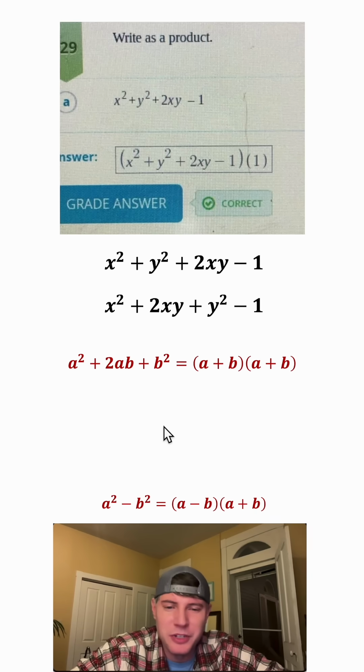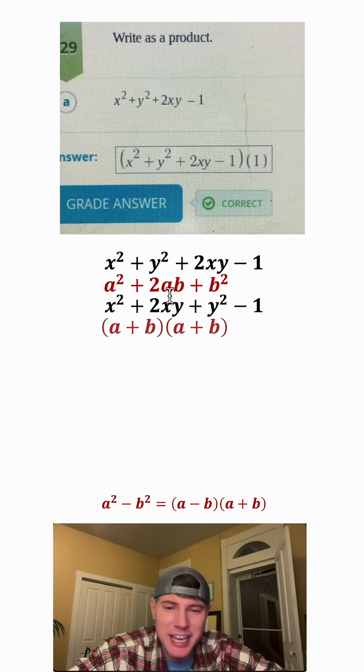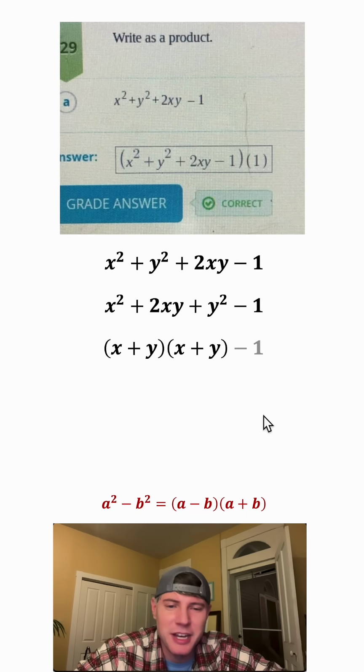Let's see if we can find a perfect square trinomial. Oh, this right here. x squared plus 2xy plus y squared. That's the same thing as this. Let's bring this up here and we can move this over here. So x is basically a and y is basically b. So this is going to change into x plus y times x plus y. And then we can get rid of these notes and let's copy down the minus one.